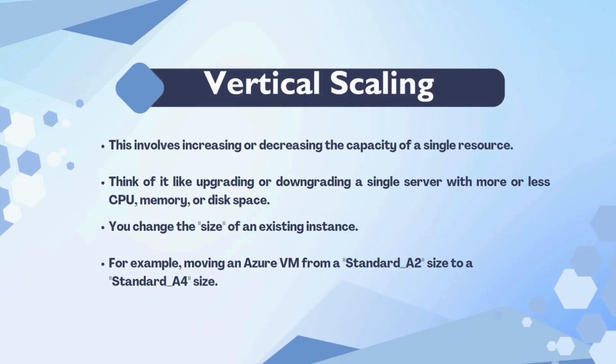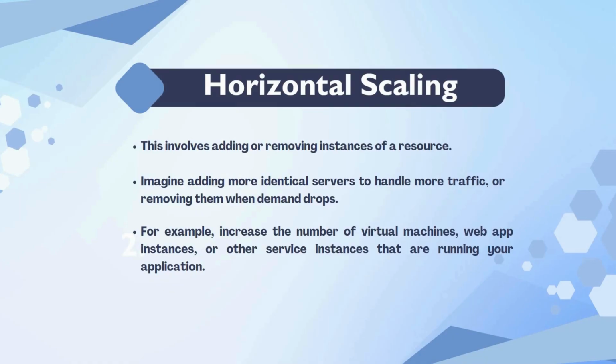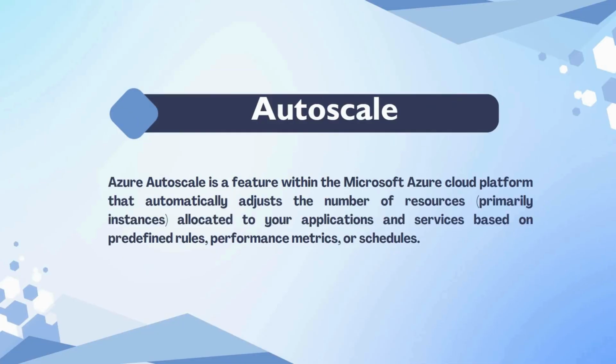Next we have horizontal scaling. This involves adding or removing instances of a resource. Imagine adding more identical servers to handle increased traffic, or removing them when demand drops. For instance, you could increase the number of virtual machines, web app instances, or other service instances that are running in your application.